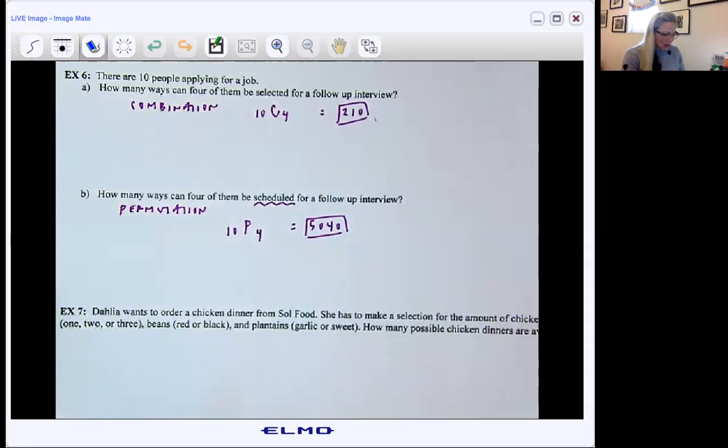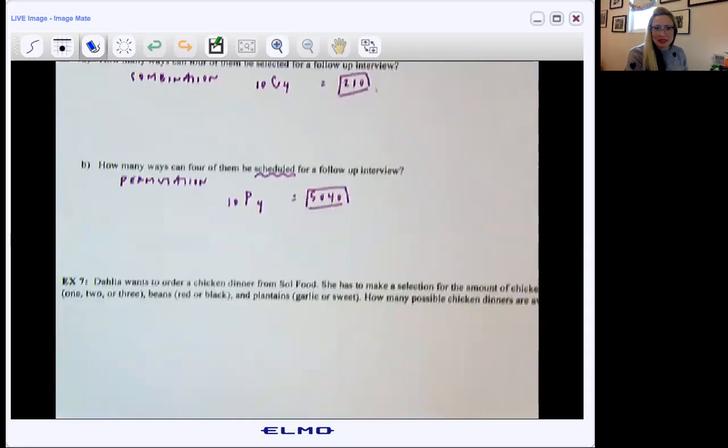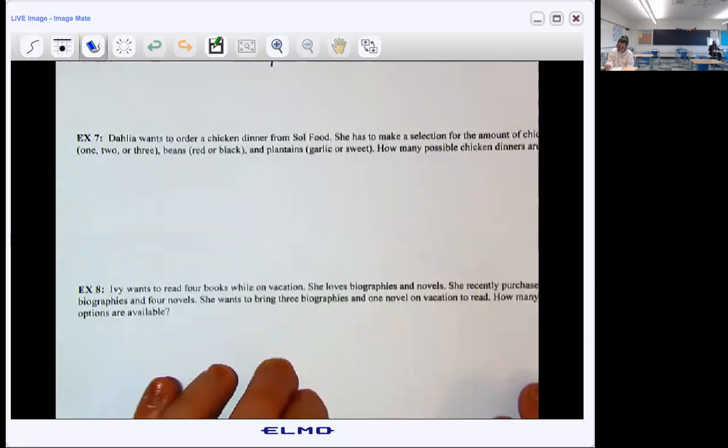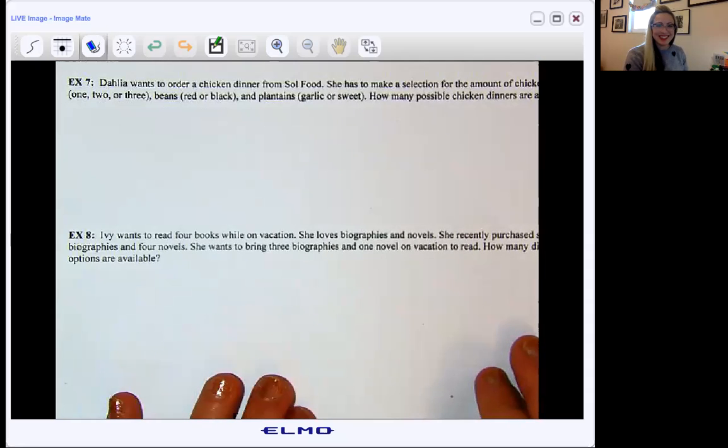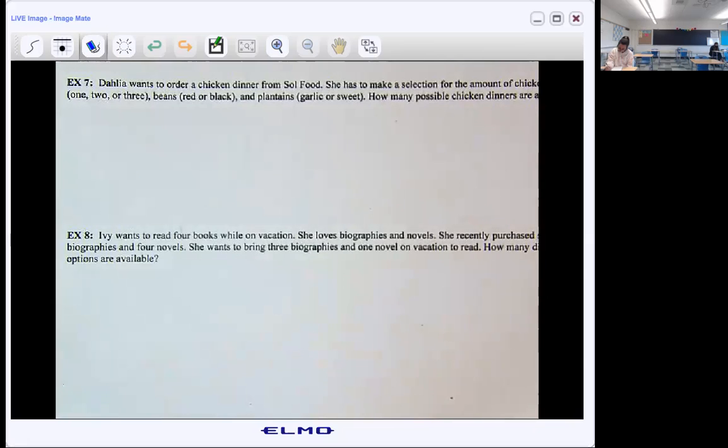All right, got 2 more. We slide on up. All right, here's my soul food example, because who doesn't love soul food? We've got Dahlia. Dahlia wants to order a chicken dinner from Soul Food. She has to make a selection for the amount of chicken pieces. She can pick 1, 2, or 3 pieces. Beans can be red or black, and plantains can be garlic or sweet. So how many possible chicken dinners are available?